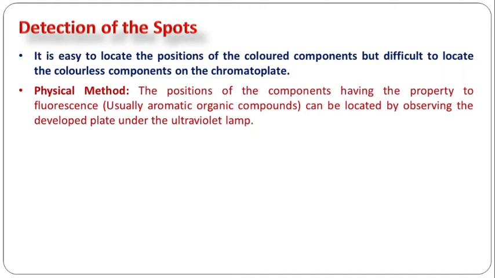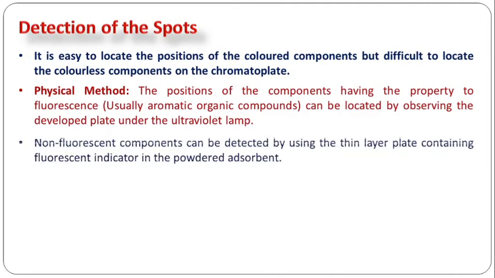So what will happen? Whatever the unsaturated compounds or aromatic compounds absorb the ultraviolet rays and appear as a black spot. So we can mark those spots with our pencil. So that is the location of spots. Whereas aliphatic compounds are not seen under these lights. So for that purpose we have to use another technique, that is called chemical methods.